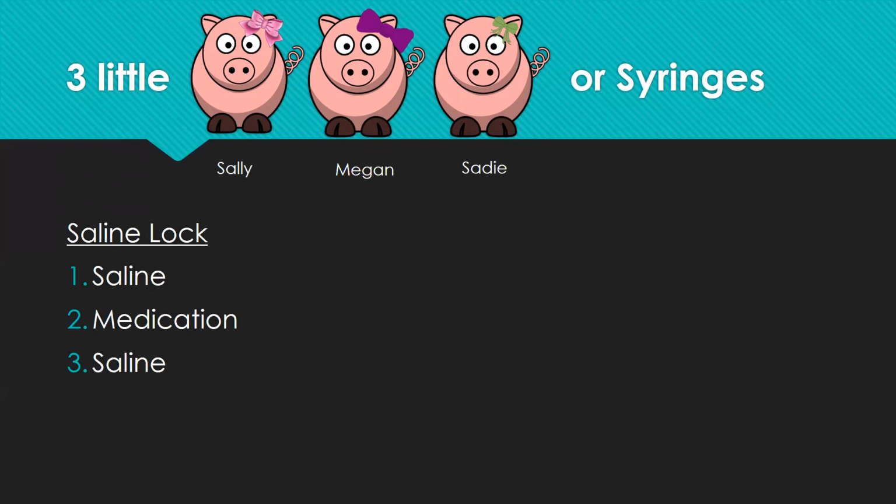It doesn't mean that the line's not working. It may just be that the vein's so small that it's collapsing when you're pulling on the syringe, or that it's up against the valve. So you would definitely push a little bit of fluid in and check the site and ask if there's any discomfort to the patient. But blood return is usually always a good sign.